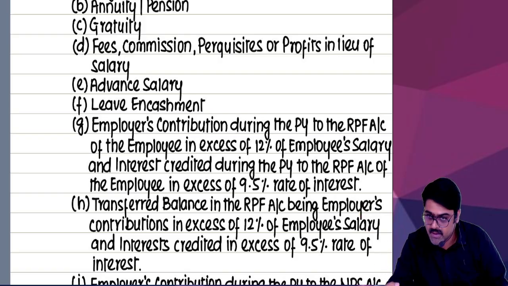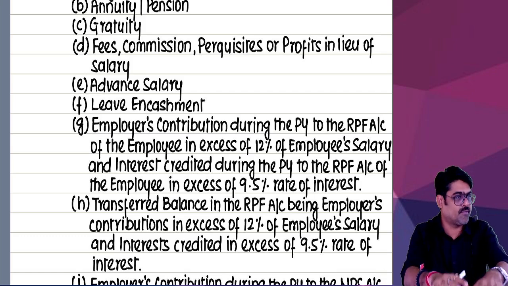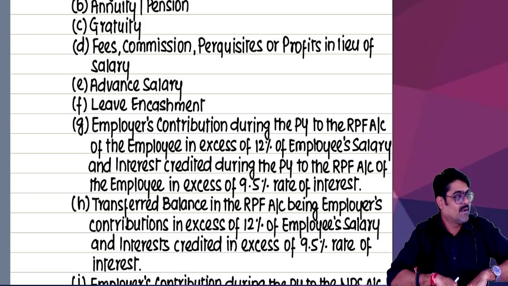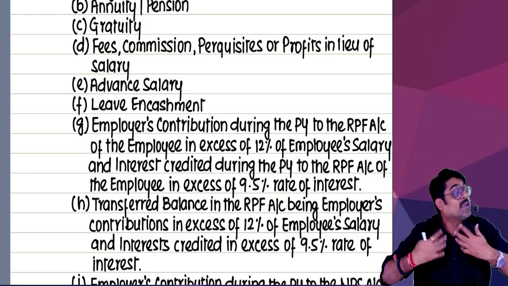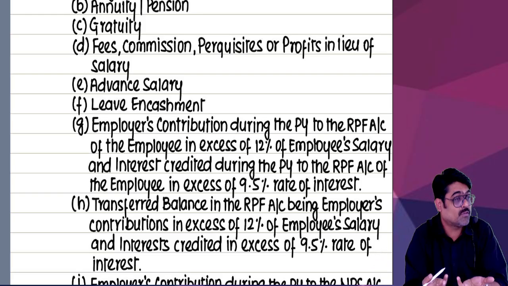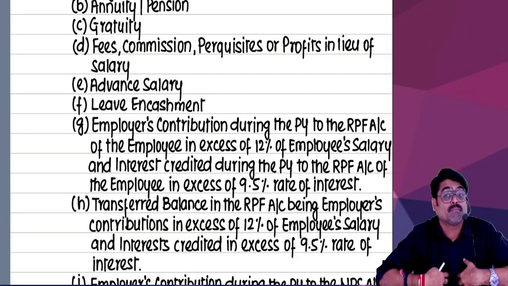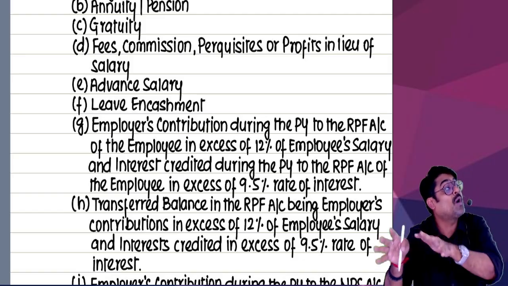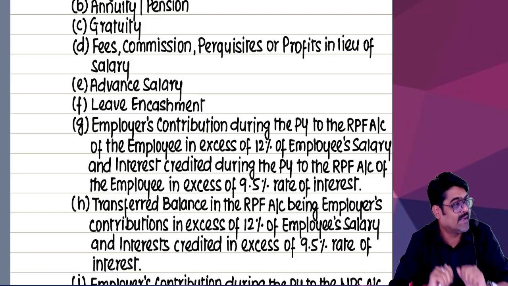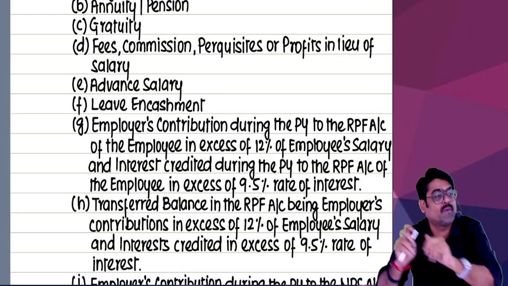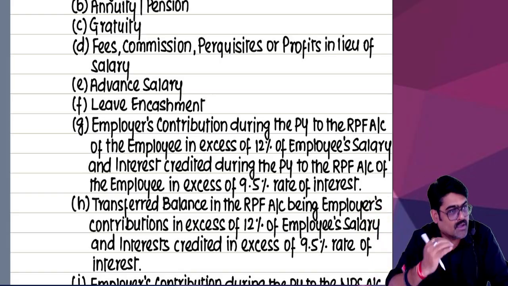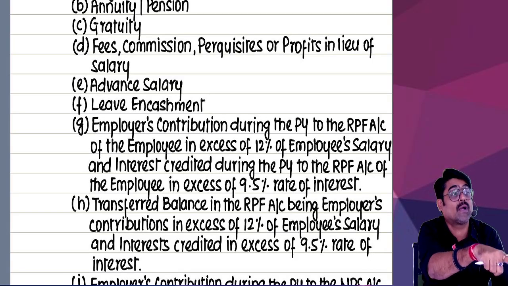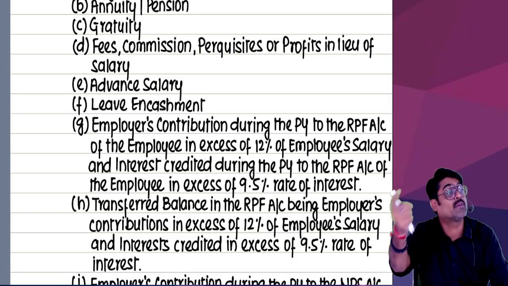So you are an employee. You are supposed to get a salary from me. But instead of giving you that salary, I am giving you some amounts. I am giving you some profits. So that profit which is happening in lieu of salary is also your salary. Because if I would not have given that amount as profit, I would have given that amount as salary.